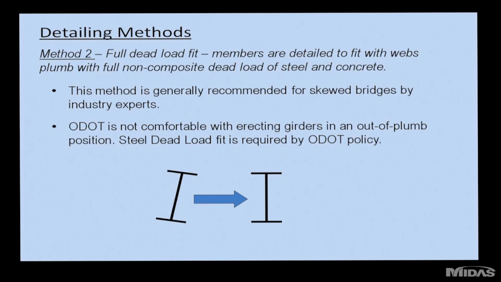But ODOT has made the decision that they're not comfortable with this method of erecting the beams. They feel that this contradicts too much of their past practice, which is they prefer to erect the girders plumb, and then they're going to limit the twist in the design stage.